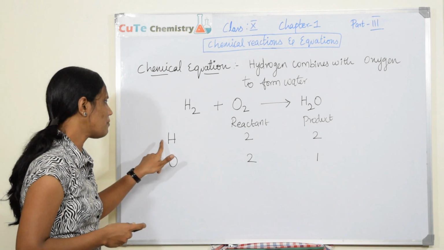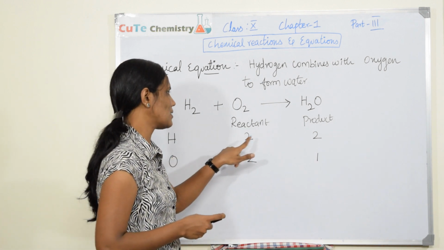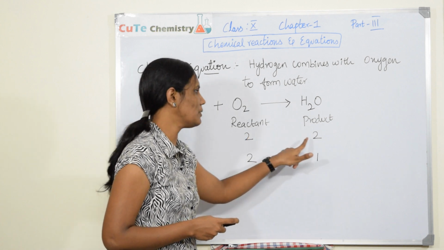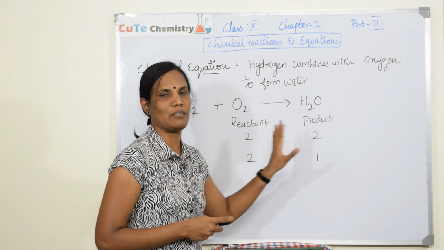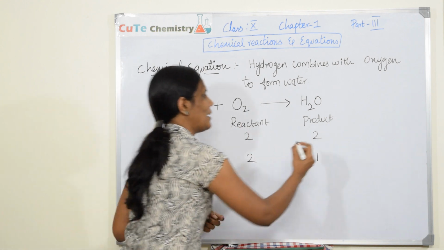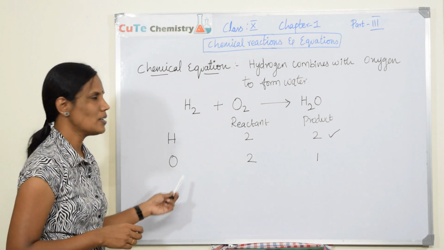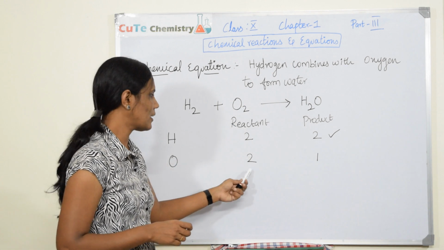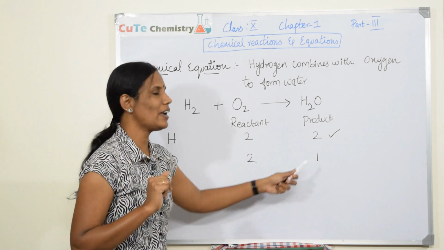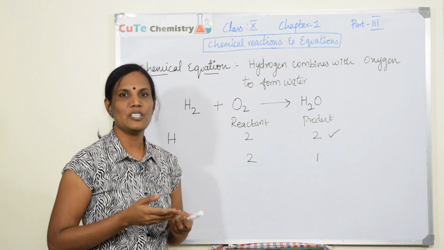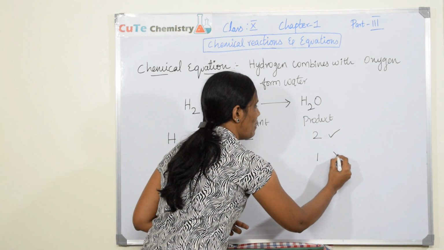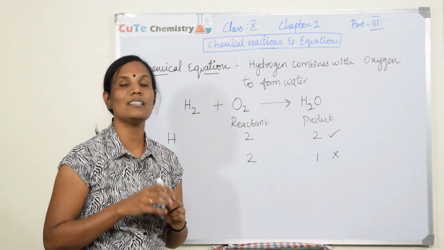So the number of hydrogen involved in this reaction is 2. At the end we are getting the same hydrogen number, which is 2, which means hydrogen is balanced. Now the next one is oxygen. Initially in the reactant we have taken 2 oxygen atoms. At the end we are getting only 1, which means oxygen is not balanced. So we have to balance oxygen.